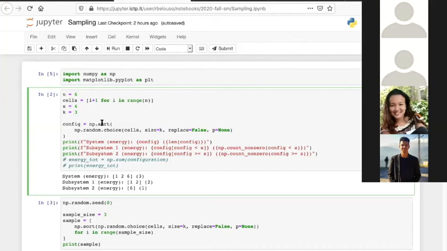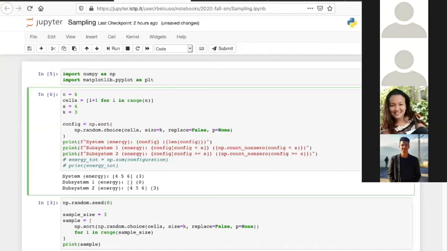So now I sample a configuration. I ask the NumPy package to get me a choice of cells, numbers 1, 2, 3, 4, 5, 6, a choice of size K. In other words, I ask to place 3 particles in the carton. Give me the cell numbers where the particles are, randomly. Replace false means that if a particle already occupies a cell, the second or third particle cannot go into the same cell. And you can see how it works.